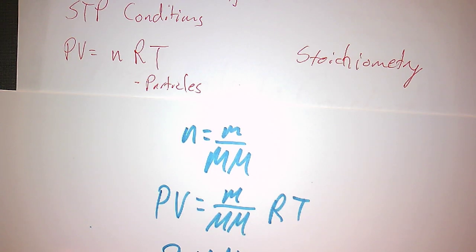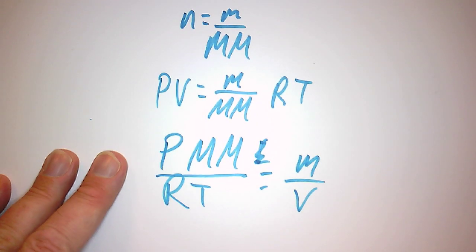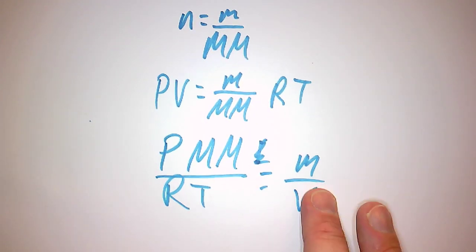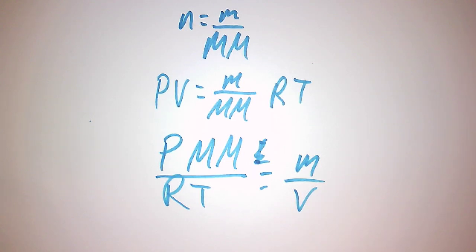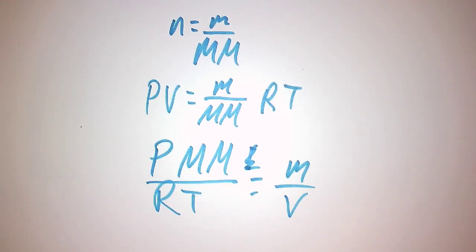When it says particles, like molecules, that's 6.02 times 10 to the 23rd. M over V equals P molar mass over RT, which is mass over volume, which is density. N is the number of moles, right? If I give you a mass, you find the moles by dividing by the molar mass.